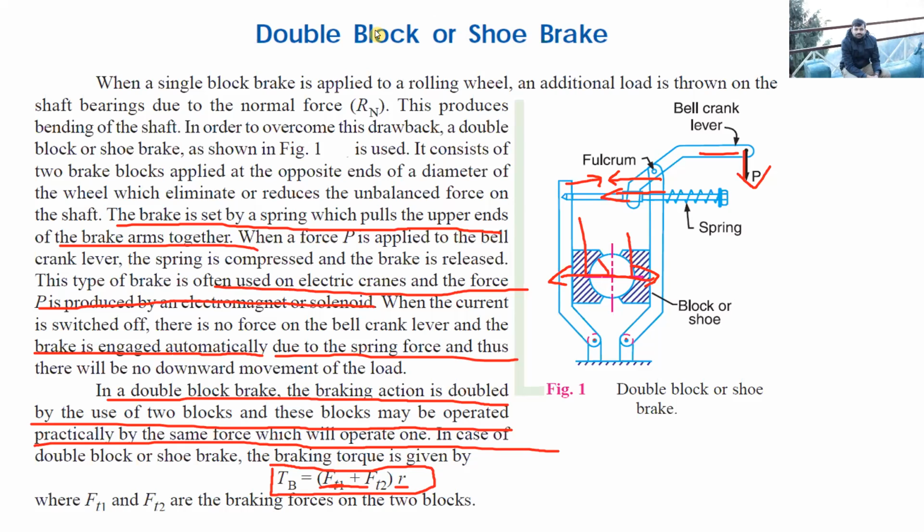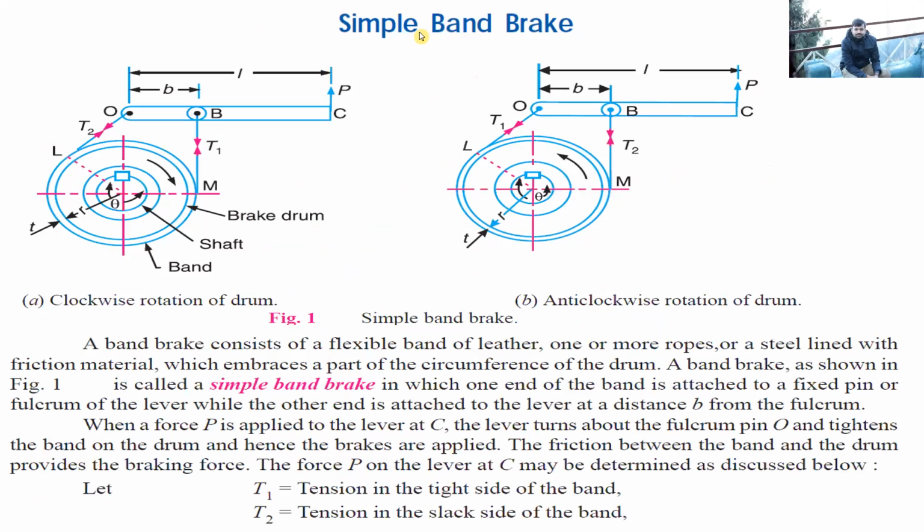Now let's move forward to a band brake. Again, the band brakes are of two types, that is simple band brake and another one is differential band brake. So let's first go through this simple band brake. As you can see, this is your wheel. Let me draw and show it to you. This is your wheel, and this is the belt or the band. Let me draw it with another color. This is your band, this black color. This is wrapped around this wheel.